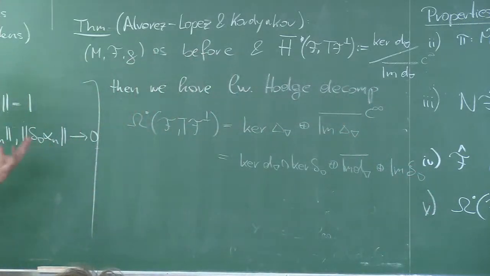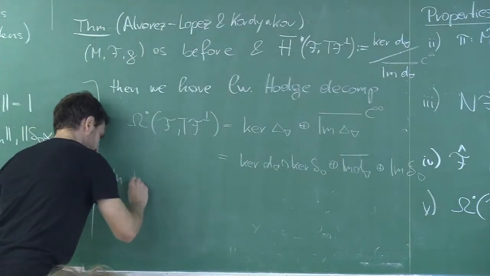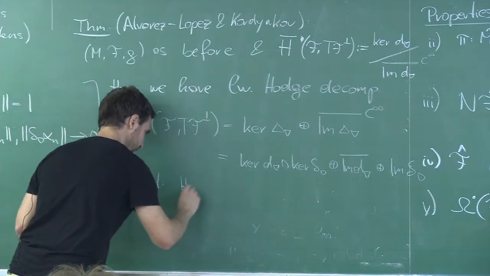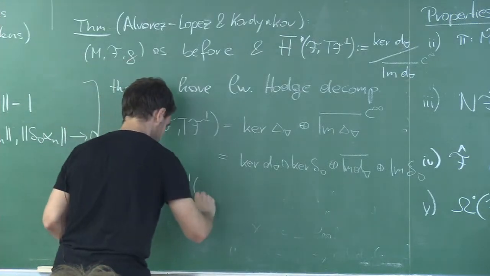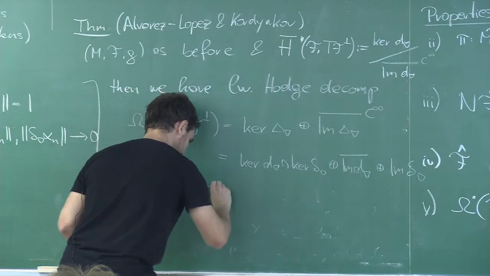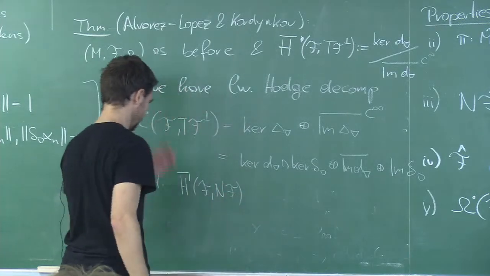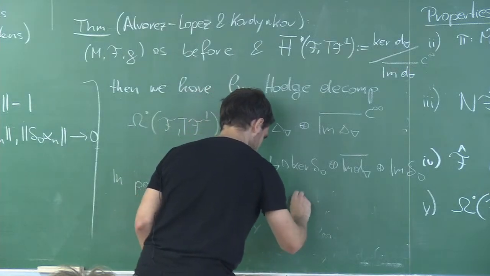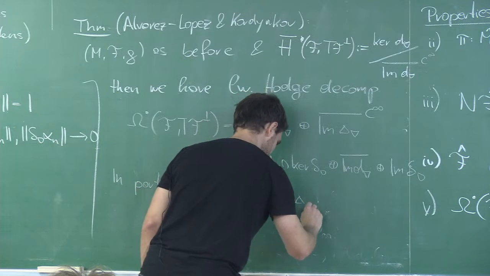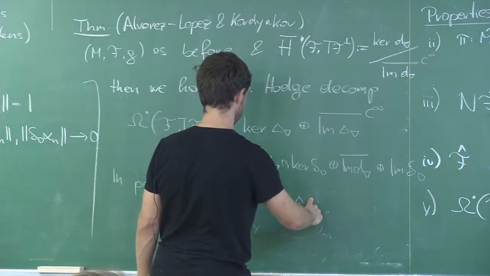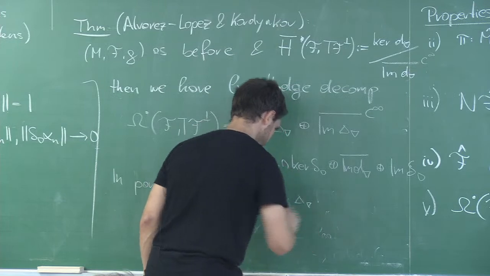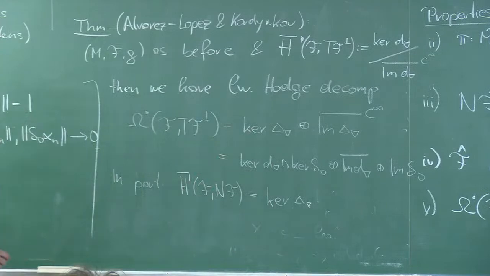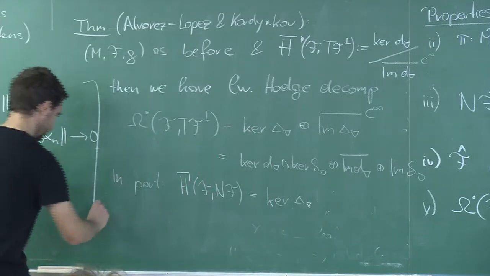Right. And so what this means for us is, in particular, that H1 bar of F is equal to the kernel of nabla. Right, that's what I want to write. And so, right, that's the statement.